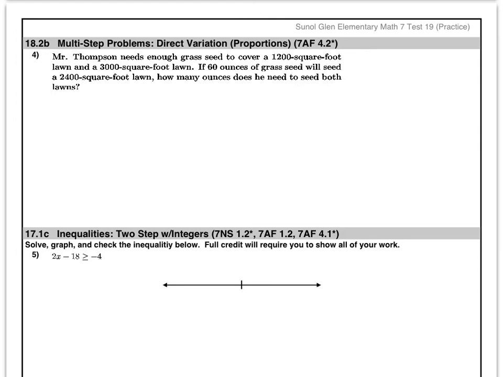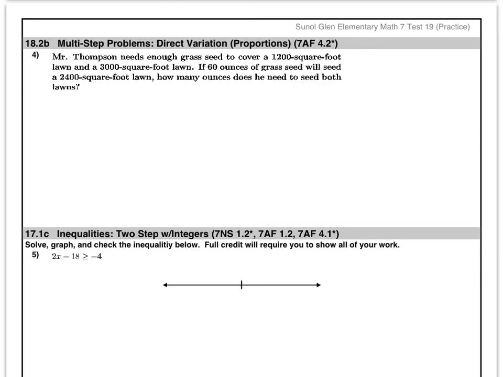All right, here's our last page. Our first problem on the last page is talking about direct variation. Still using those proportions, still using multi-step problems, still solving for x. So we have to set it up and we have to solve it.